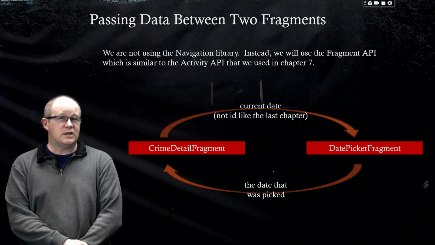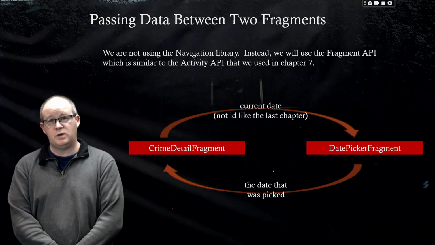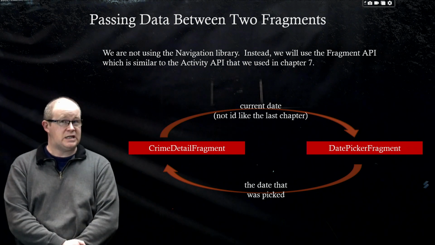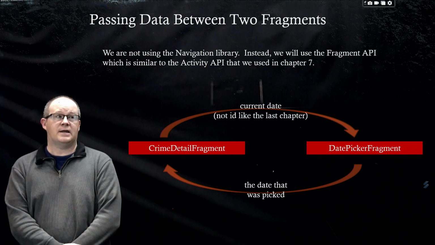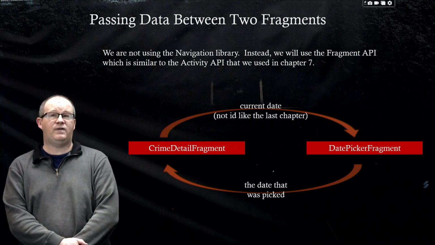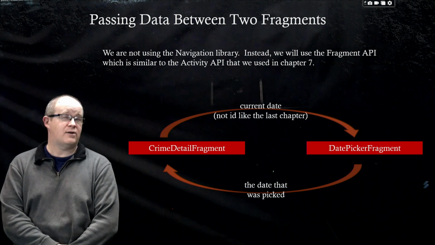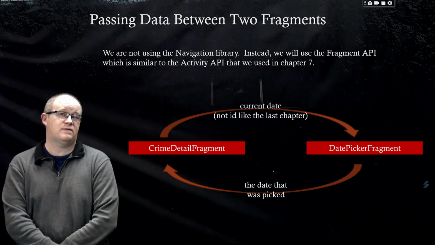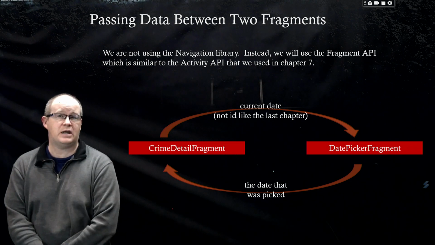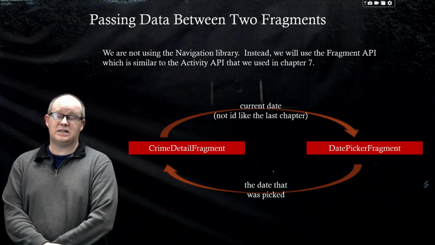Now, we've done this sort of communication a couple of different ways. In Chapter 13, we used the navigation library to pass back the crime ID. That was a good idea then because the crime itself was a very difficult piece of data to unravel because it had 4 pieces of data within it. It's something that we stored in our database. So this is simpler to do. We're just passing back the date.